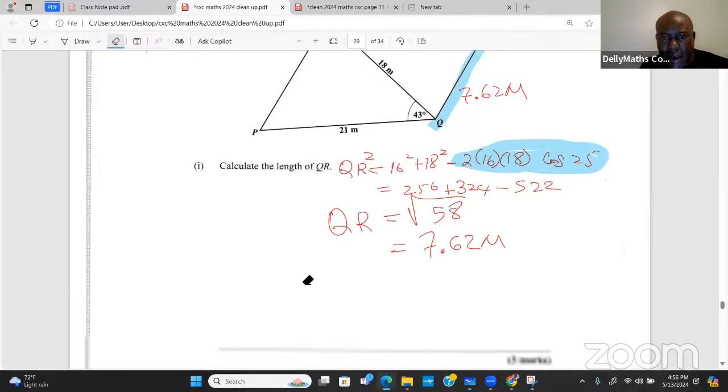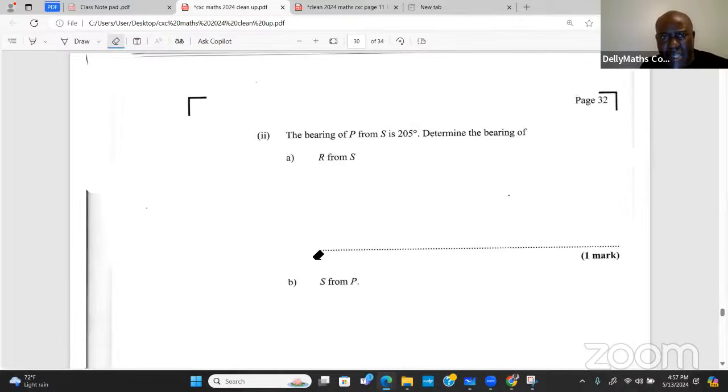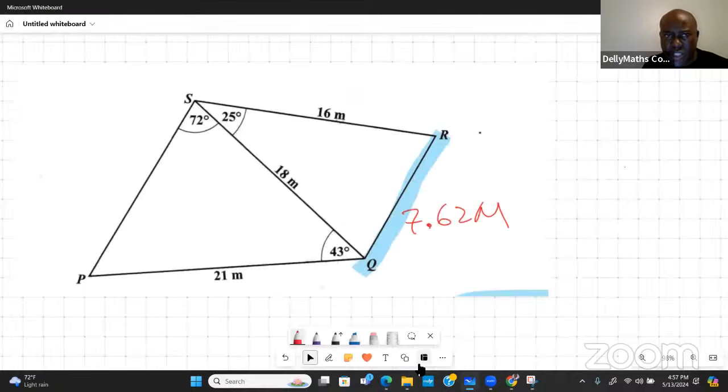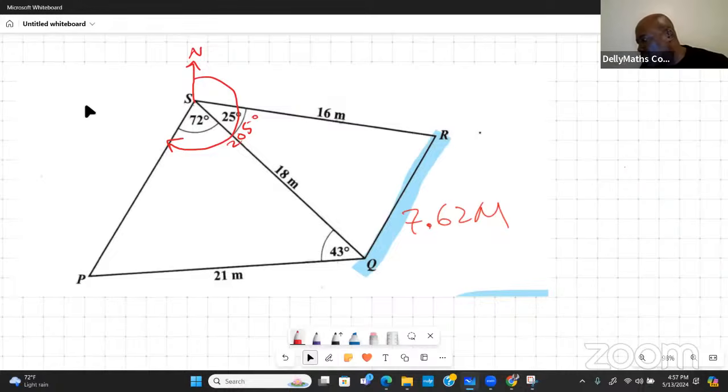It says the bearing of P from S is 205. All right, let's mark that. P from S. So that means from S, we'll do our north line. We'll always put the north bar. So from S, all of this they're saying is 205. No problem. All right, this looks nice. So that is 205, the bearing of P from S.